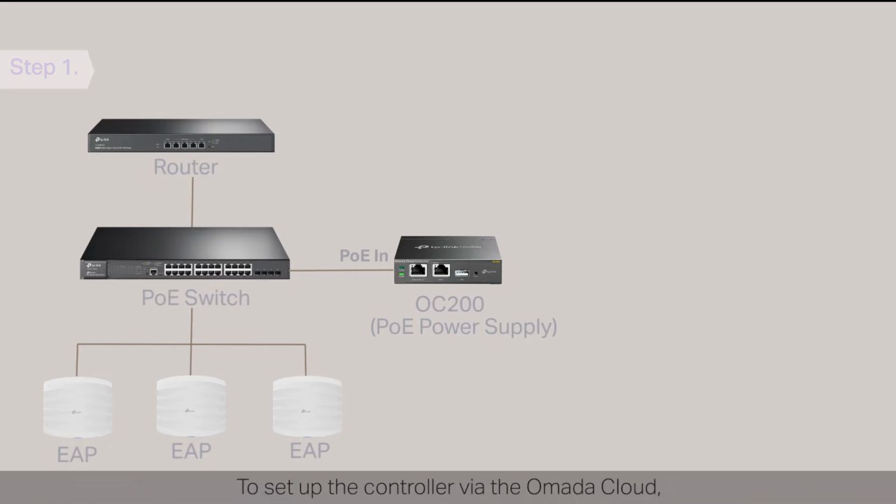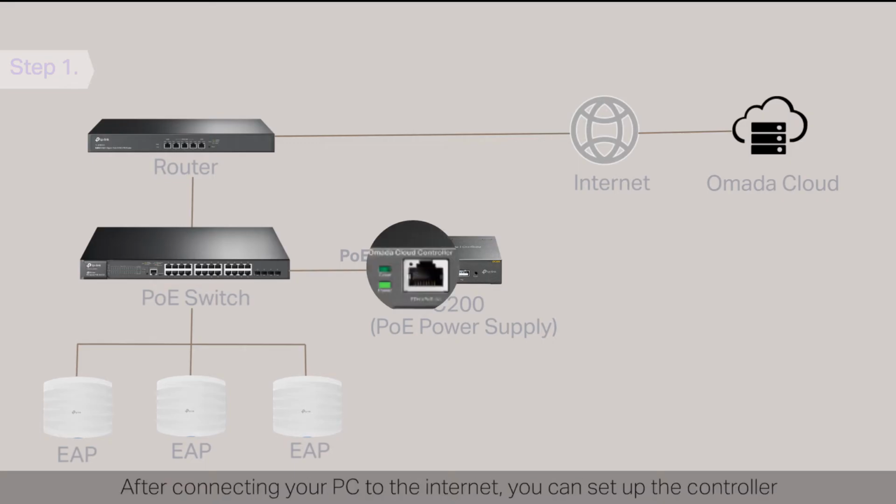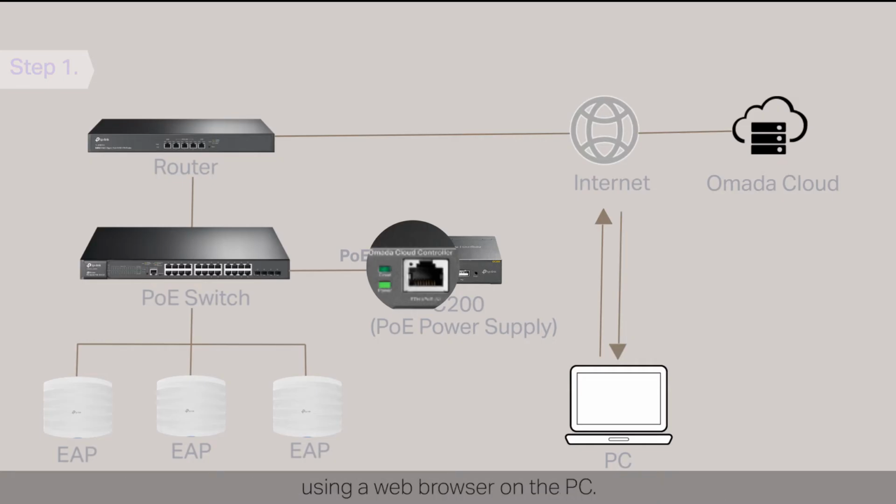To set up the controller via the Omada cloud, make sure your controller has an internet connection. On default settings, when the controller has internet, the cloud LED will flash slowly. After connecting your PC to the internet, you can set up the controller using a web browser on the PC.